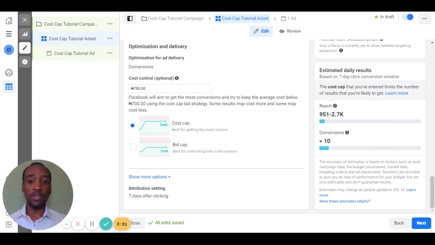But in every other instance, I would choose the lowest cost conversion system. I hope that makes sense. It's a very short video. I didn't intend for it to be a very long one. So those are the instances where I would choose the cost cap system of optimization.